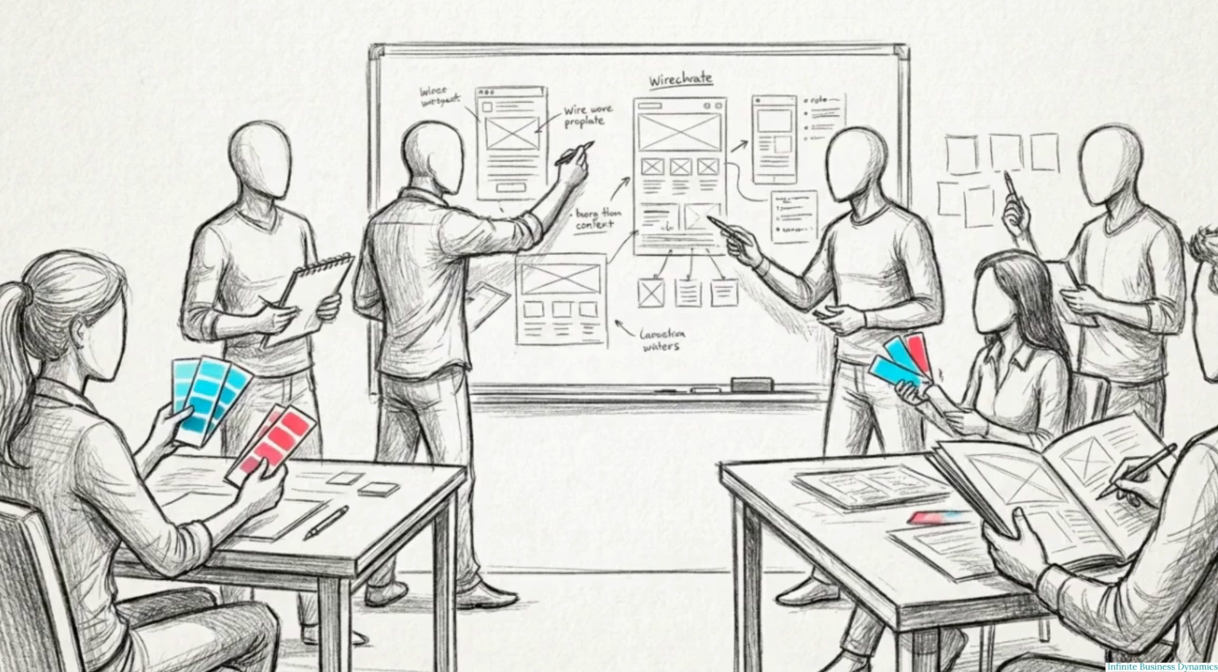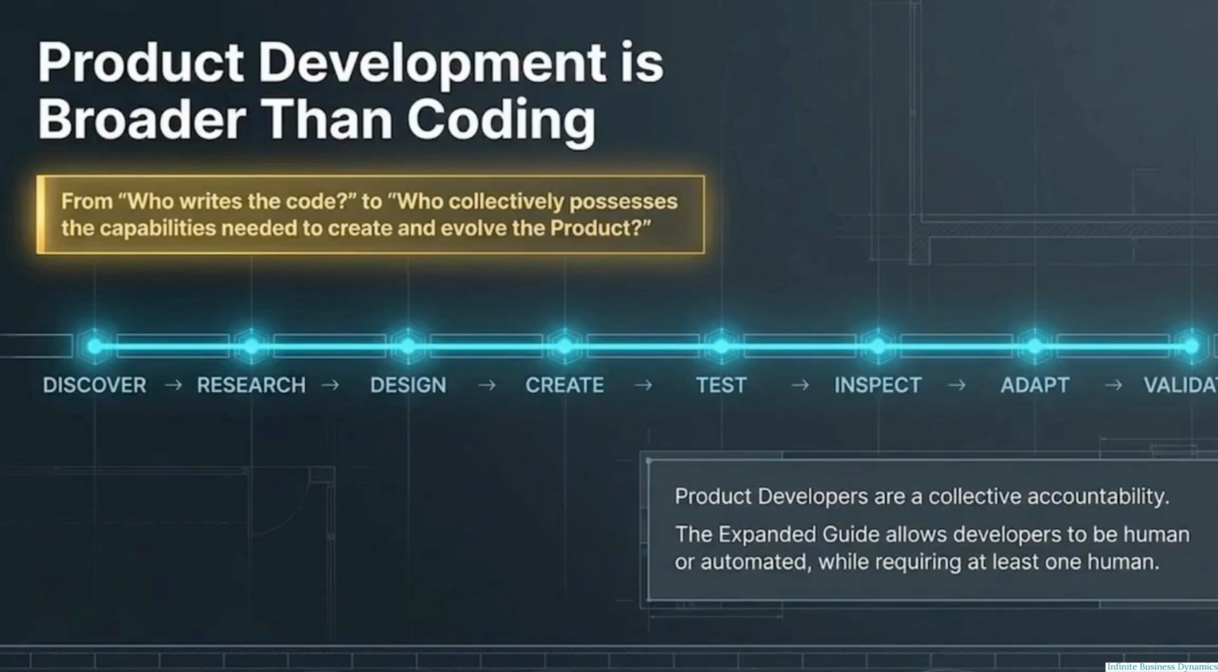Because the target has expanded from code delivery to value validation, the definition of who actually does the work must expand along with it. The horizontal timeline from discover to validate maps a spectrum of professional capabilities, spanning from initial research through to the final validation of value. The expanded guide broadens the product developer accountability. It includes research, design, and value validation. The central question moves from who writes the code to who collectively possesses the capabilities to evolve the product.